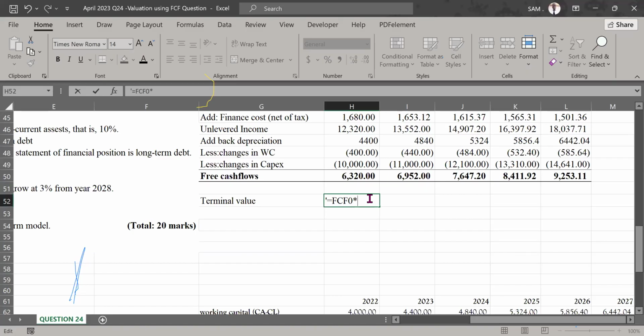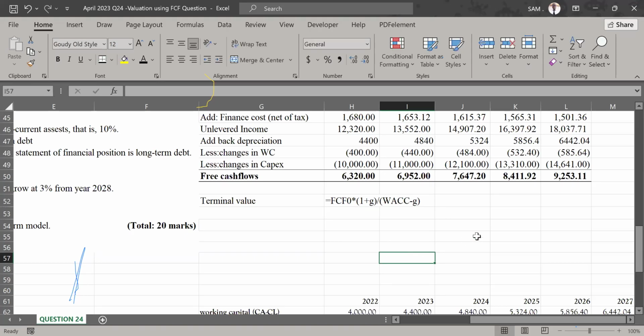Then we multiply that cash flow by 1 plus growth rate. Which growth rate are we talking about? Growth rate in the cash flows. Let me use a small g. Then after that, we divide what we are getting by the weighted average cost of capital, or the discount rate. Then we less again the growth rate. Close that bracket. That gives you the terminal value of this farm. That is the formula. Now let us follow this formula and get the terminal value.